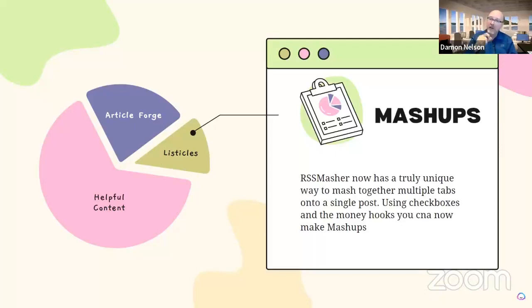And it's basically you toggle or checkbox on Article Forge or helpful content or listicle whether or not you want to put it in a mashup as a money hook. Very easy to use. I'll show you how to do it. You're going to come up with some very creative solutions with it.